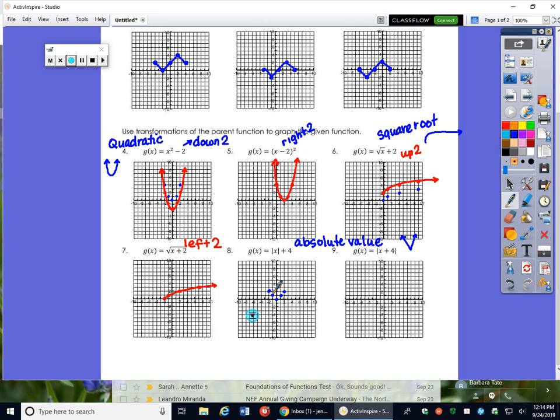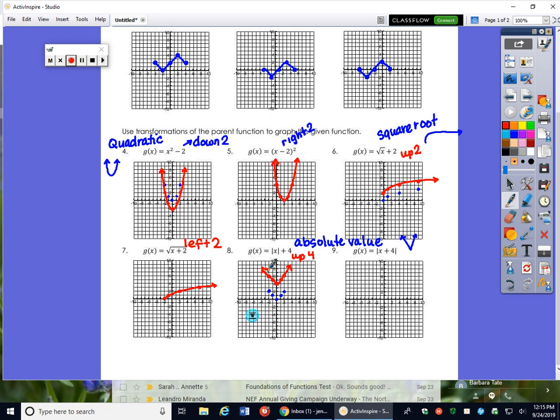So we're going to take that and we're going to do what this graph tells us to do, which means to go up 4. That's outside the function, so that's up or down. So we're going to take each one of these and go up 4. 1, 2, 3, 4. 1, 2, 3, 4. 1, 2, 3, 4. And 1, 2, 3, 4. So this is going to be my function for this one.